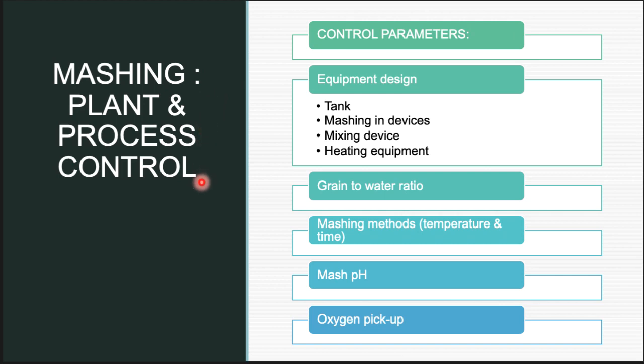Mashing, plant and process control. During the mashing process, the brewer has control over the following parameters: equipment design, which includes tank, mashing-in devices, mixing device, heating equipment; grist to water ratio; mashing method, which includes different methods to set the mash at different time-temperature regimes; mash pH; and the oxygen pickup during mashing. Our entire presentation today shall be focused on this topic.